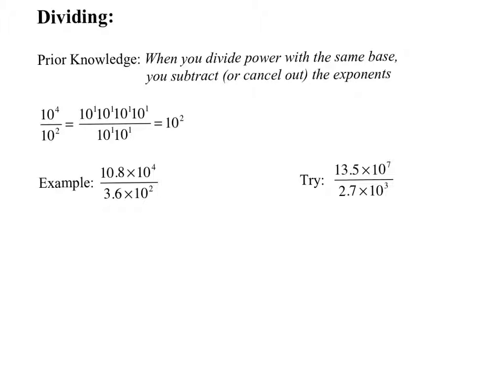Next, let's take a look at dividing with scientific notation. Prior to doing this, you need to recall that when you divide powers with the same base, you subtract or cancel out the exponents. Using this example, you lay the numbers out in their first power and then cancel away, and what's left will be 10 squared. Let's apply this knowledge.